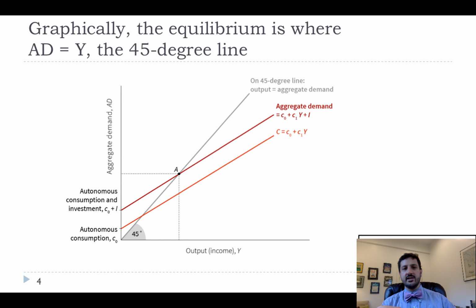Well, our axes here, the vertical axis is aggregate demand and the horizontal axis is output or income, Y. And so the 45-degree line shows all the points where those two are equal. And so our equilibrium in this model is just going to be where aggregate demand crosses the 45-degree line, where output equals aggregate demand, or point A in this case.